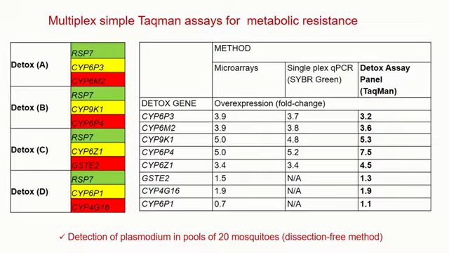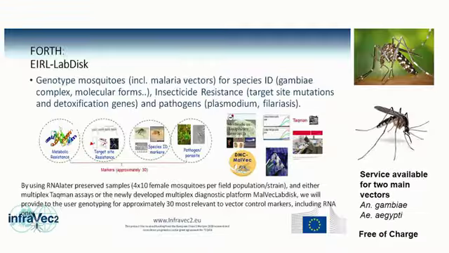Of course, we wanted to develop a method also to detect Plasmodium in mosquito pools. So we developed a dissection-free method, which does not require the dissection of mosquito heads, based on the expression of genes at the mRNA level, which are expressed only at the infectious stage.